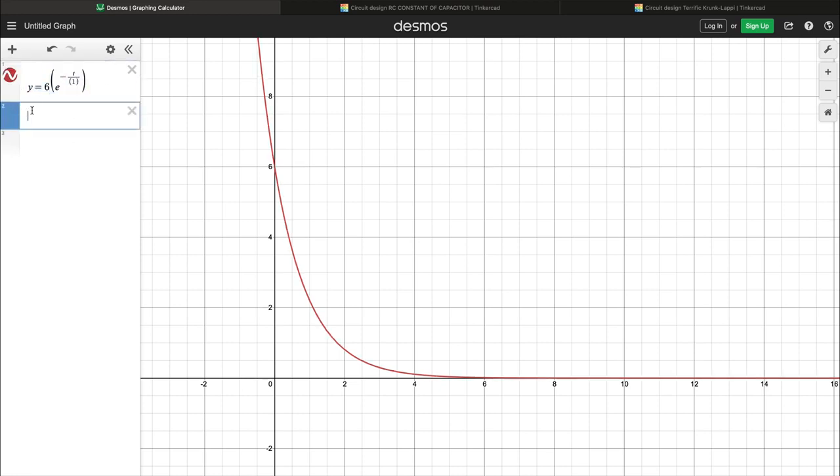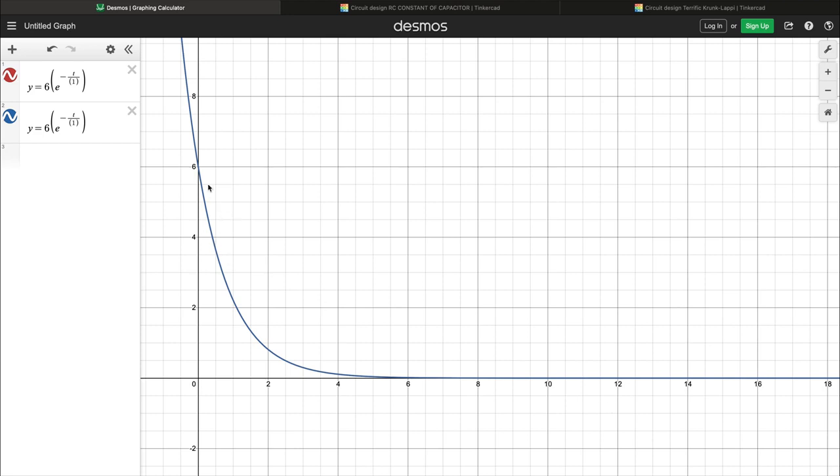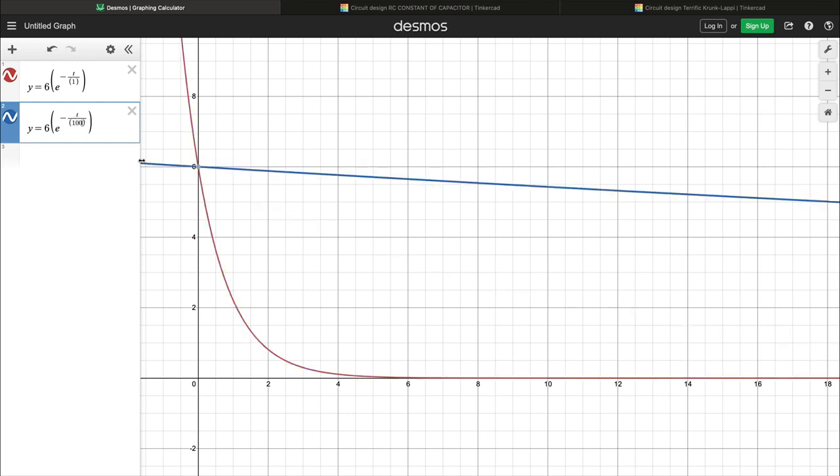In the next example, I am increasing the RC. If I put it 10, you can see that earlier it was just this. This is the pattern in which the capacitor is discharging. So you can see that if 6 is the maximum voltage, it is decreasing very drastically. But if we increase our capacitor RC to a higher value, we can see that it is decreasing at a slower rate.